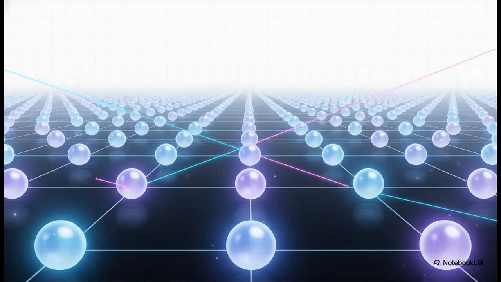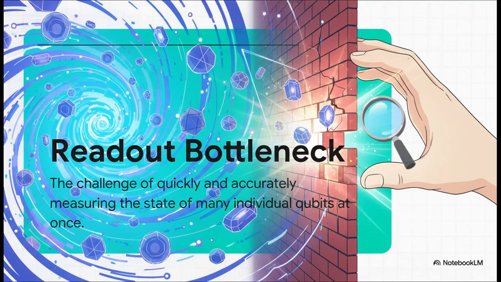So, one of the most promising ways to build these computers is with arrays of neutral atoms. This approach is fantastic for scaling up. I mean, we're talking thousands of potential qubits. But it has always had this one nagging critical weakness. And that weakness is what's known as the readout bottleneck.